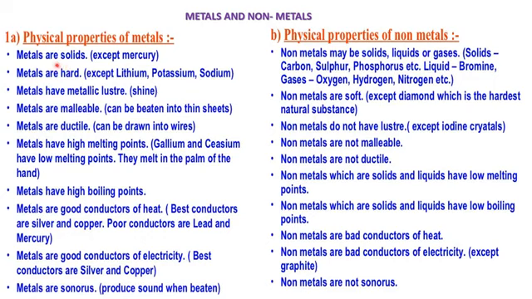Now coming to the physical properties of metals: metals are solid except mercury. Metals are hard except lithium, potassium and sodium. Metals have metallic luster, that means they are shining in nature. They are malleable and ductile. They have high melting points except gallium and cesium. Metals have high boiling points. Metals are good conductors of heat. The best conductors of heat are silver and copper, and poor conductors are lead and mercury. Metals are good conductors of electricity. The best conductors are silver and copper, and metals are sonorous.